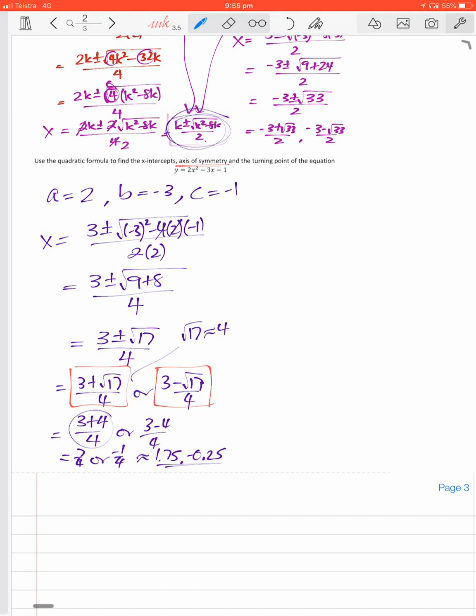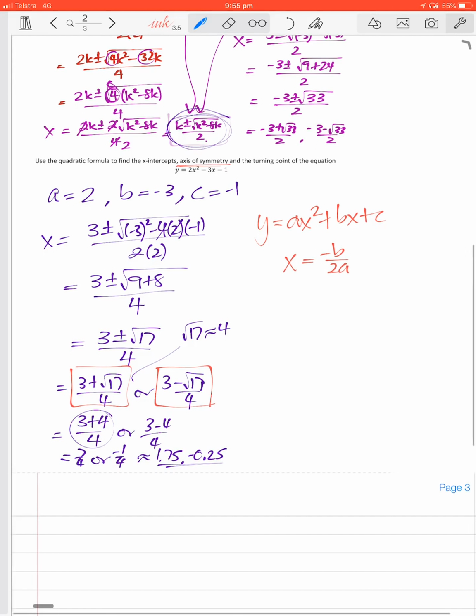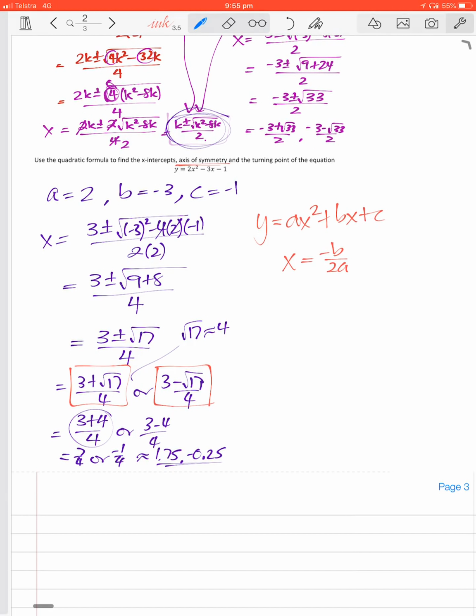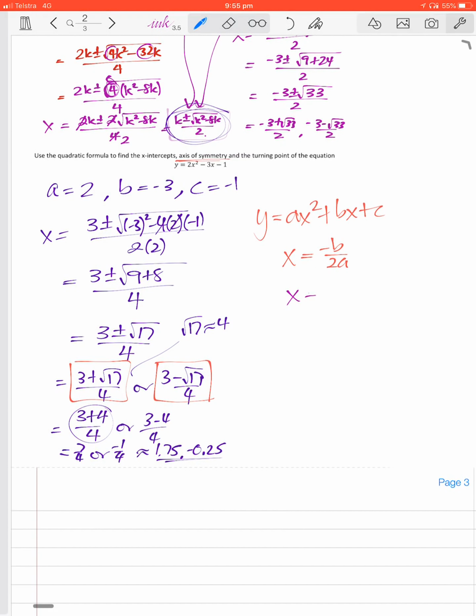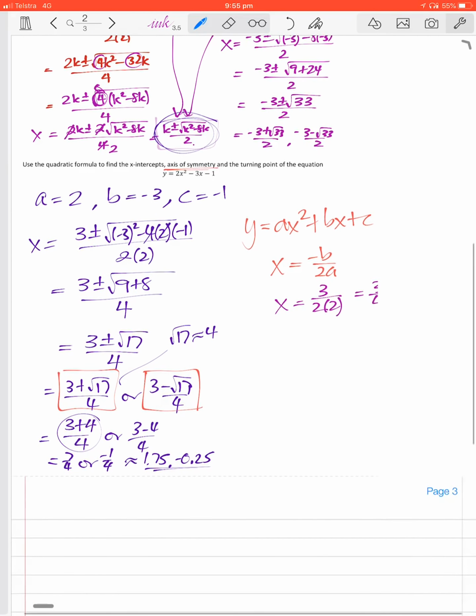It says to find the axis of symmetry. Now, whenever you've got an equation, y equals ax squared plus bx plus c, the axis of symmetry is always -b on 2a. So whatever b is, it's -b on 2a. So here we can say x is -3, so 3 on 2 times 2, which is 3/4.